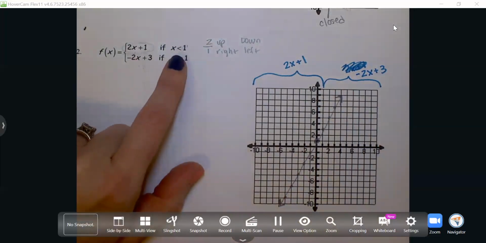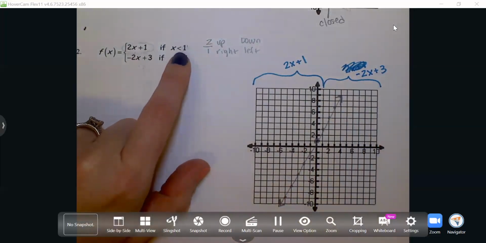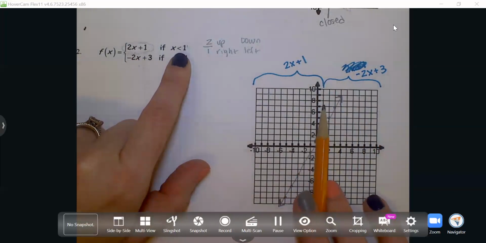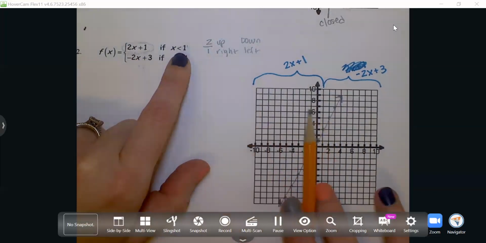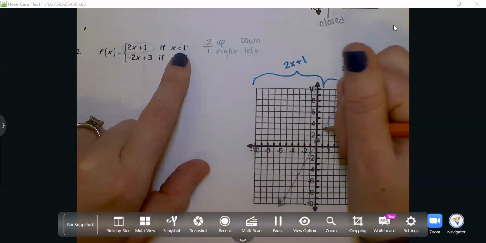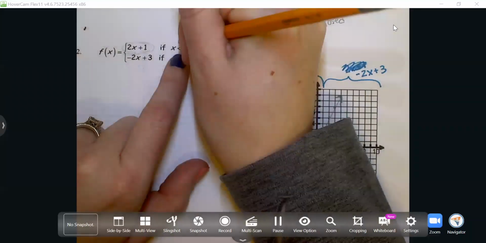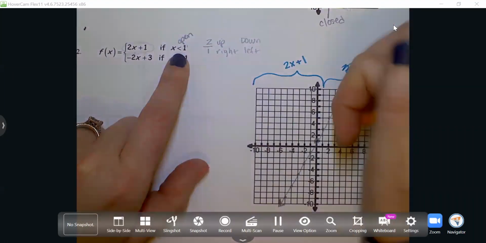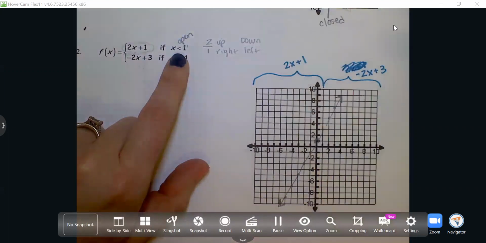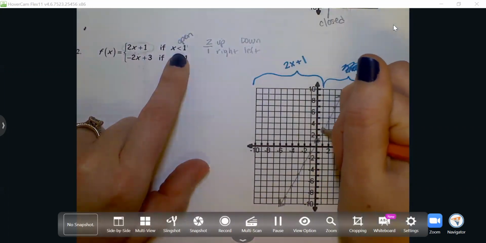However, I need to stop where x is 1. I want everything less than x equals 1. So I should have a starting point right here at x is 1. This is where my graph ends. It should be an open circle. So let me erase that and make it an open circle.